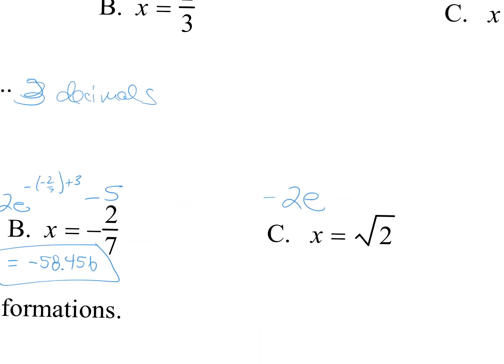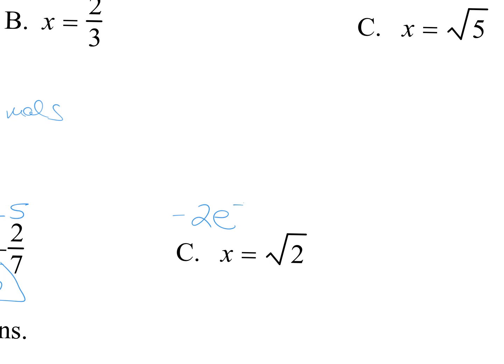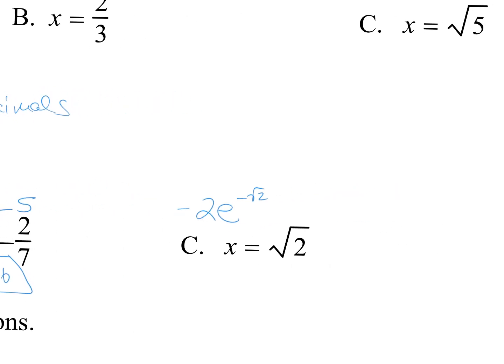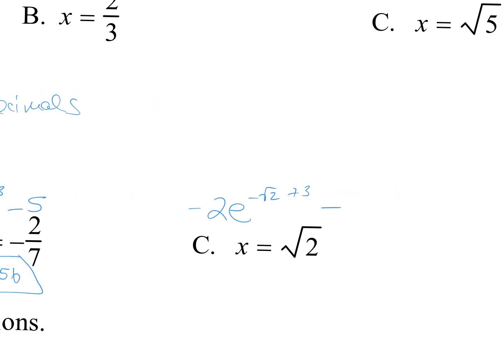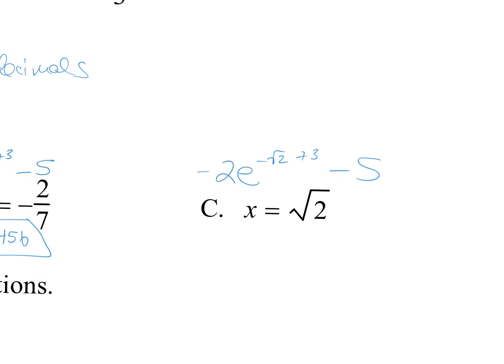All right, negative 2e. And now I'm going to plug in the square root of 2. So negative square root of 2 plus 3, and then minus 5. So we have negative 2, second ln, and then I have negative square root of 2. Let me know, Bella, if this still works the way that you were doing it. Plus 3. And then I have minus 5. No, it's fine. What did you guys get?